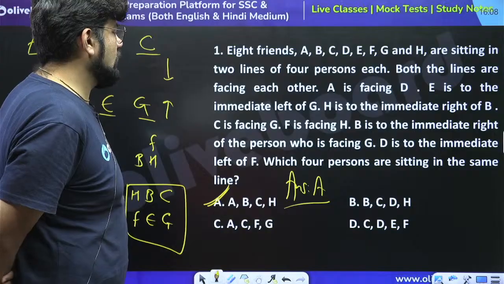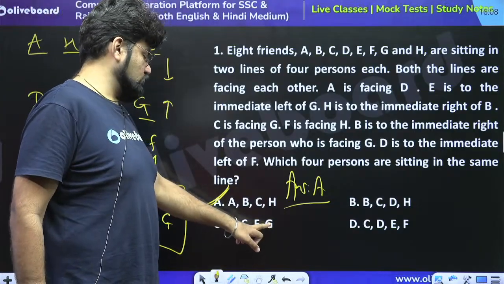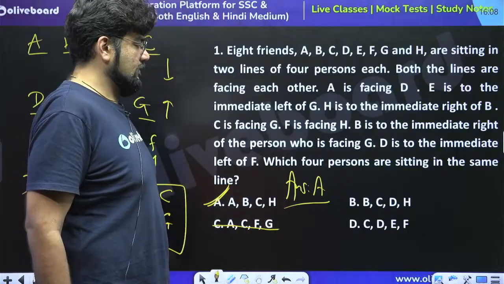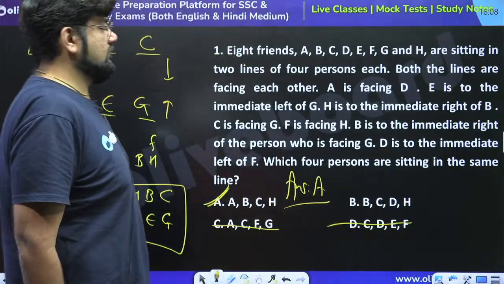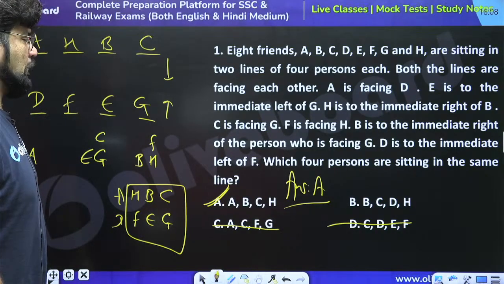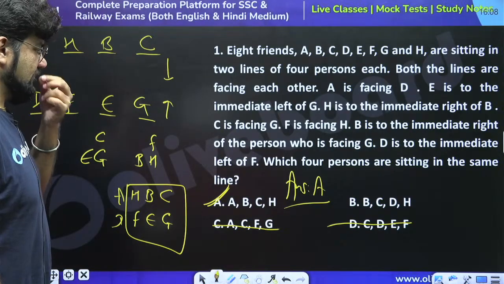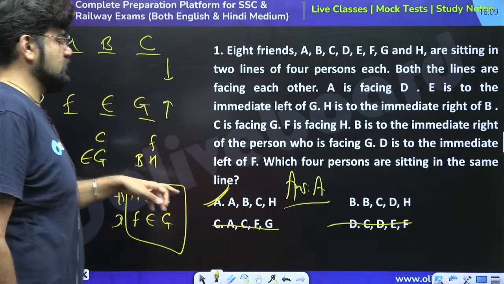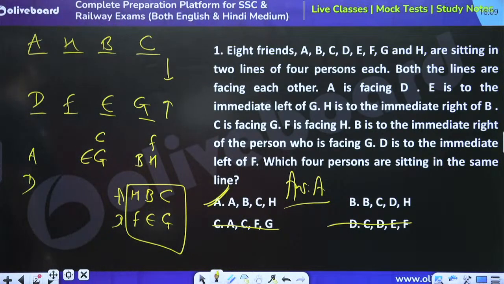Okay. So like this one, line by line you can see E is to the immediate left of G. So if there is G here, E has to be there with it. So this option will go. Okay. If there is E here, G has to be here with it. So G is not there. Right. H is to the immediate right of B. Okay. C is facing G. F is facing H. Okay. B is to the immediate right of the person who is facing G. D is to the immediate left of F. So then between these two you had to have a choice now. Okay, that was between A and D. Cool. Next.